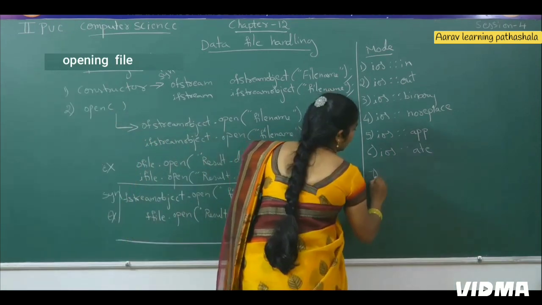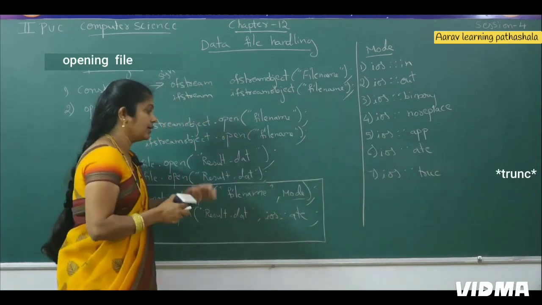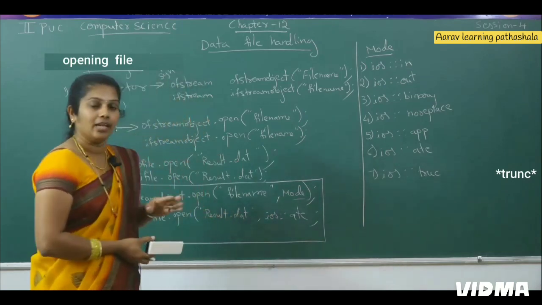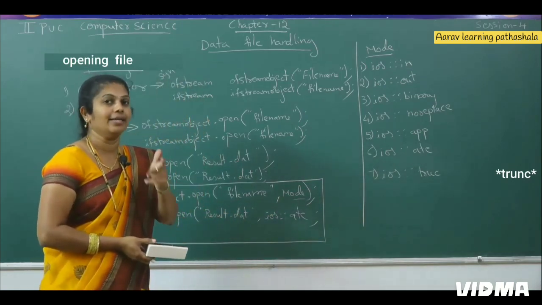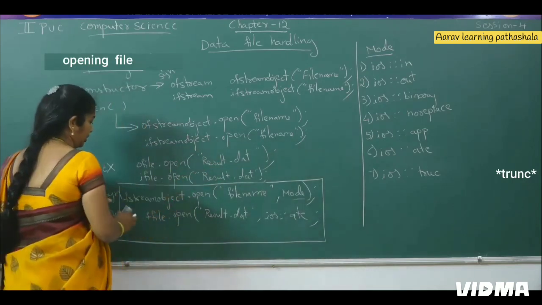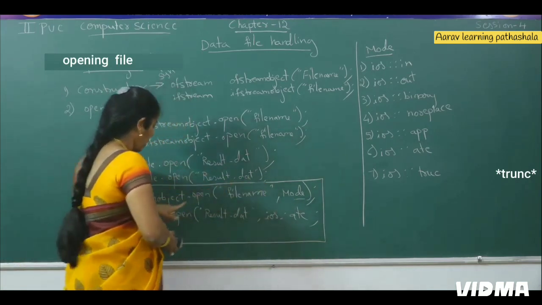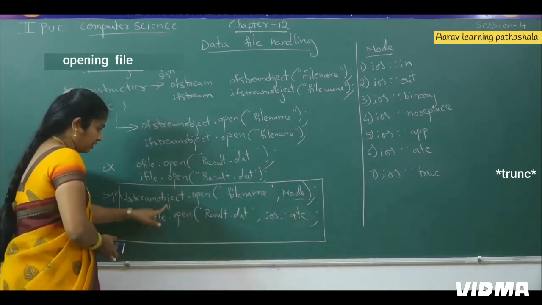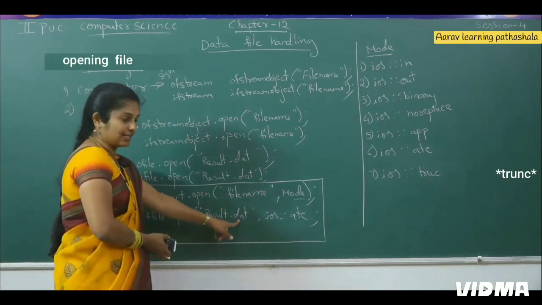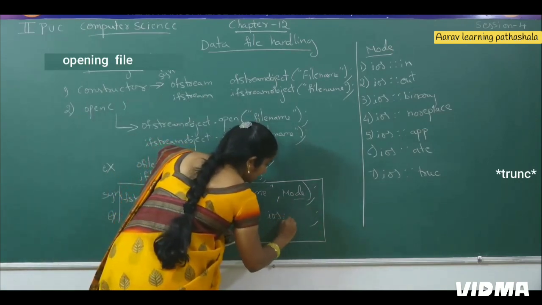Now is it clear? The next one is ios::trunc. This mode helps to delete the content of the file. If we need to delete the content of the file, then we use the trunc function. While writing the syntax, fstream object dot open, file name, mode. In the example, ffile is the fstream object, ffile.open, result.dat is the file name, and the file mode we write is ios::trunc.